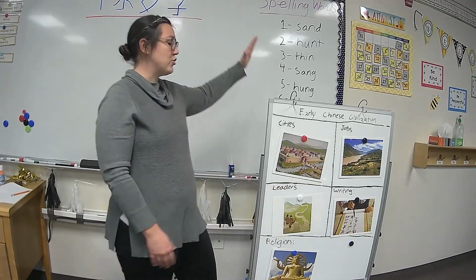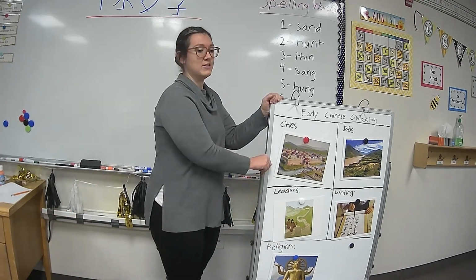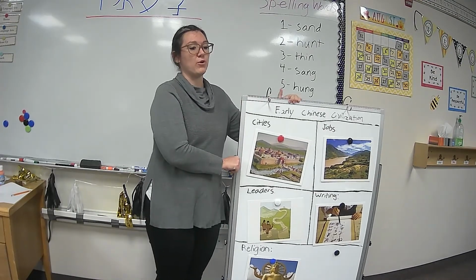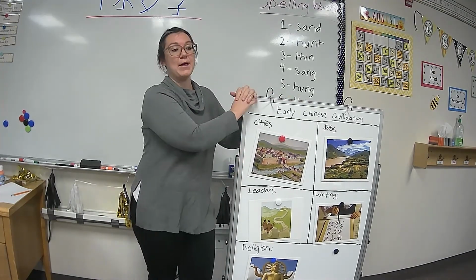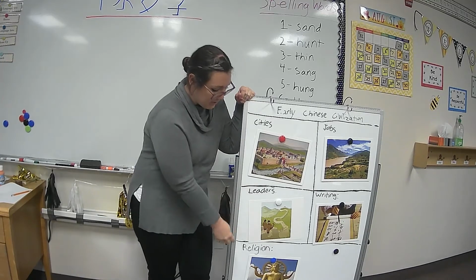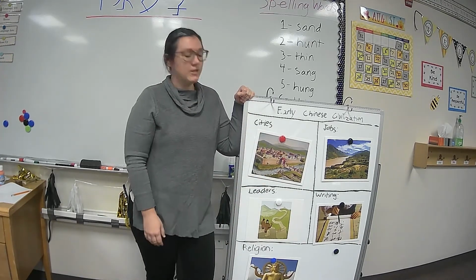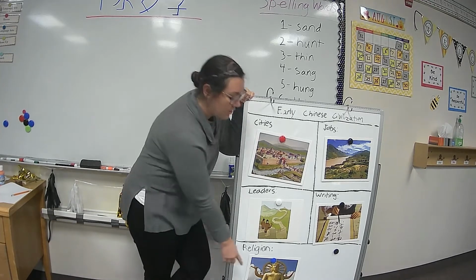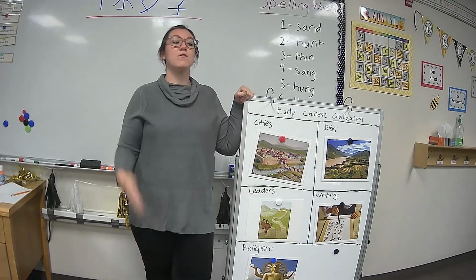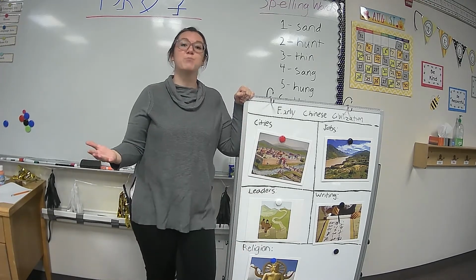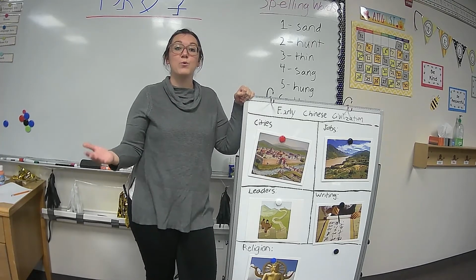I'm going to use our chart that we've been working on and adding to review some of our important things about ancient China. The first thing I want to talk about is religion. We didn't talk a lot about Chinese religion, but we did talk about how Buddhism, even though it started in India, spread to China thanks to the work of Ashoka.